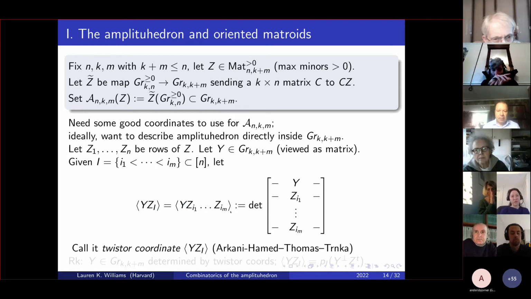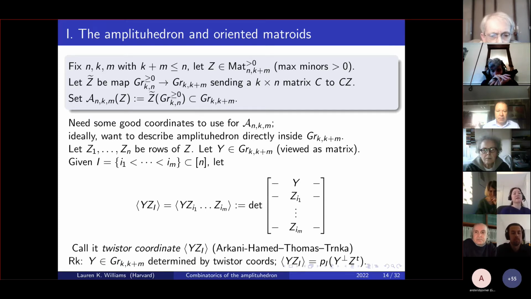So this is called a twistor coordinate. I think it first came up in a paper of Arkani-Hamed, Thomas, and Trnka. And these are really coordinates on the amplituhedron. Y is determined by its twistor coordinates. These twistor coordinates can actually be thought of as Plücker coordinates of a related matrix. And so these twistor coordinates are what we want to use as coordinates on our amplituhedron.